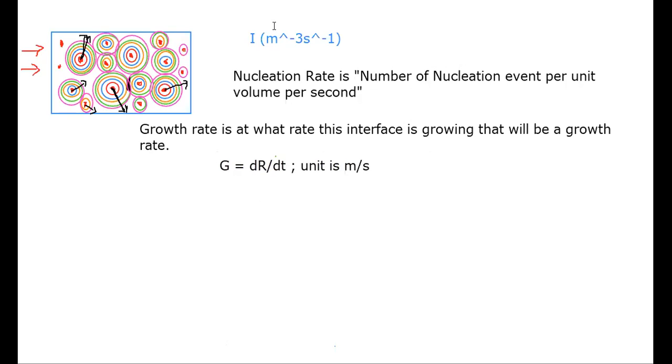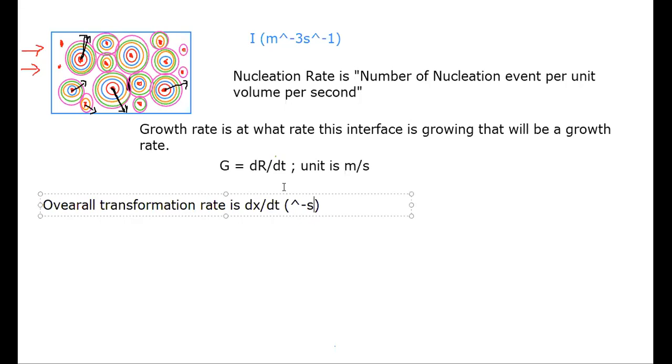Okay, so now the next point: our aim is how the overall transformation was formed. Overall transformation rate is dx by dt, in per second inverse. So how can we judge and observe that overall transformation? By using the fraction transform per second, which is represented by capital X, the fraction transform.